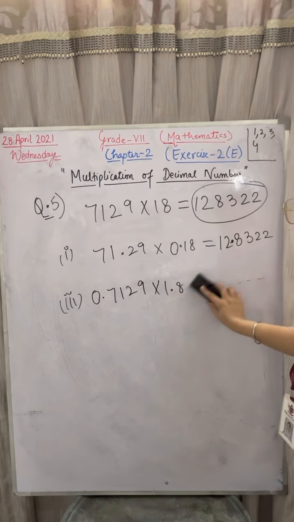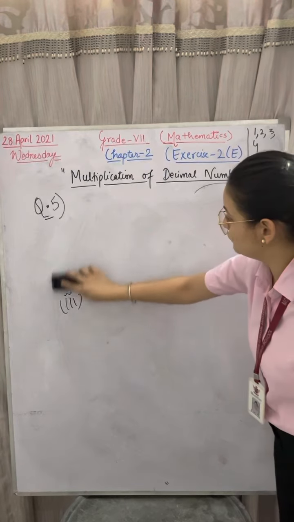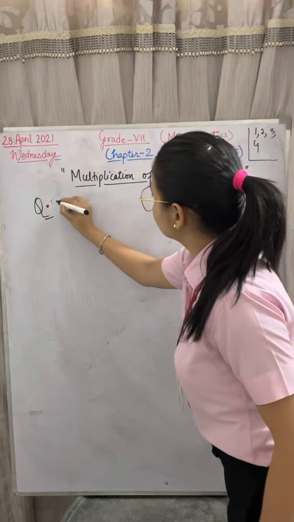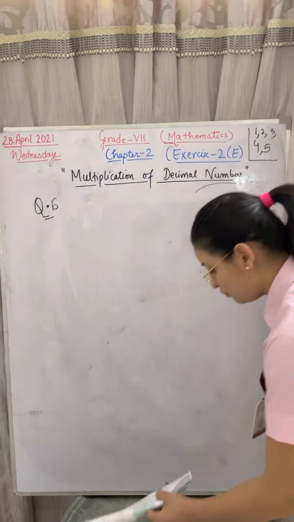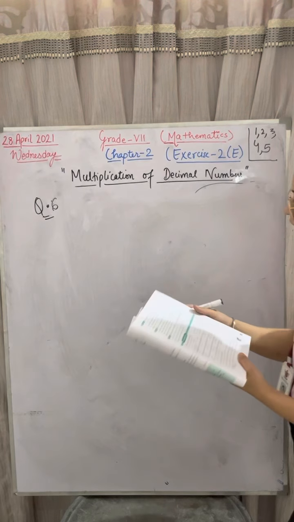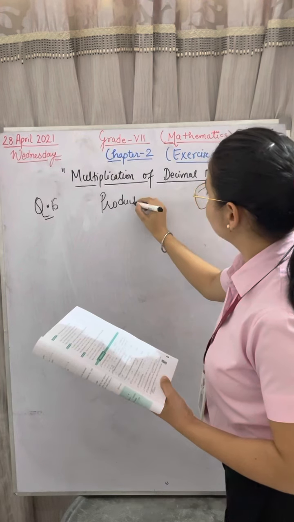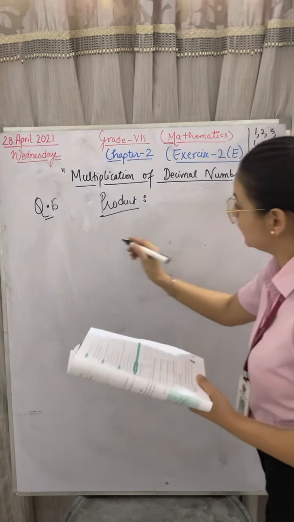Now let me start question 6. I'm giving you 2 parts of question 5 for the homework. Question 6 is: find the product. You have to find the product, meaning multiplication.